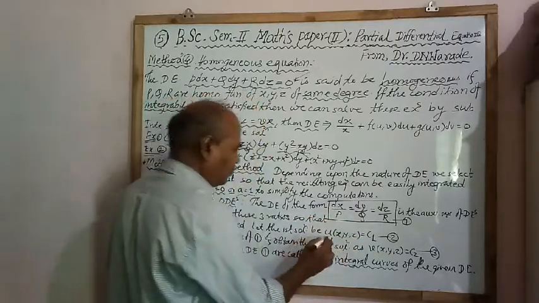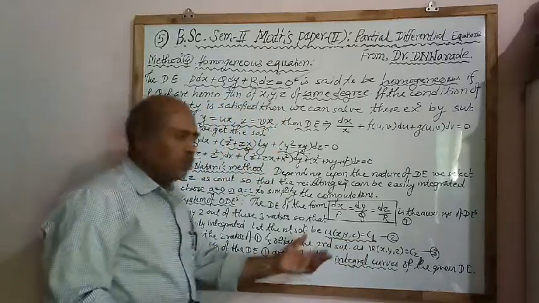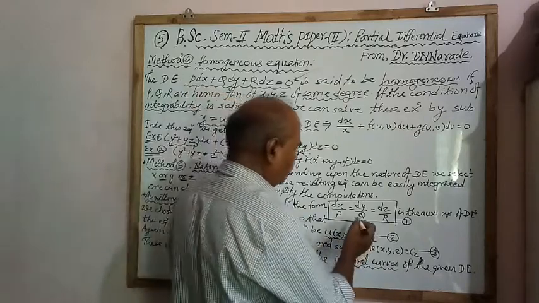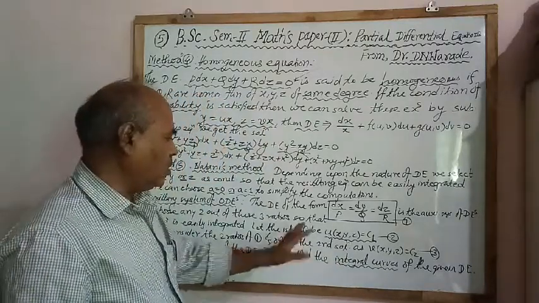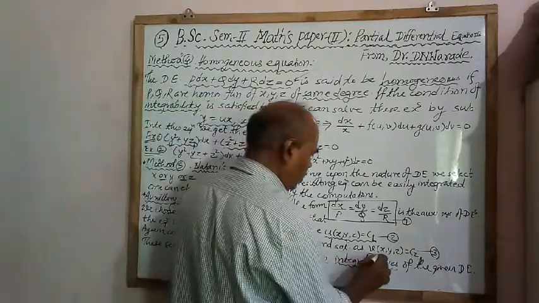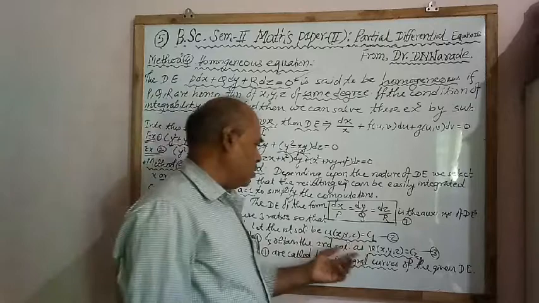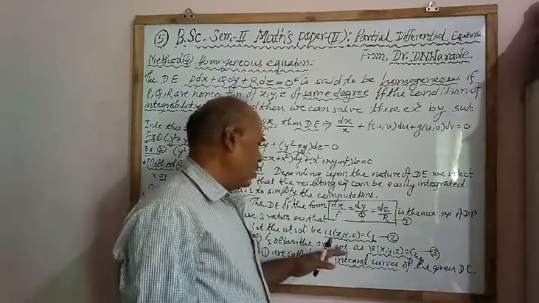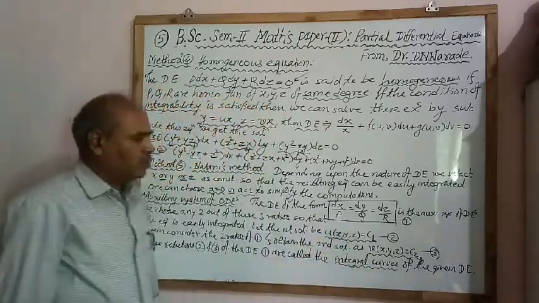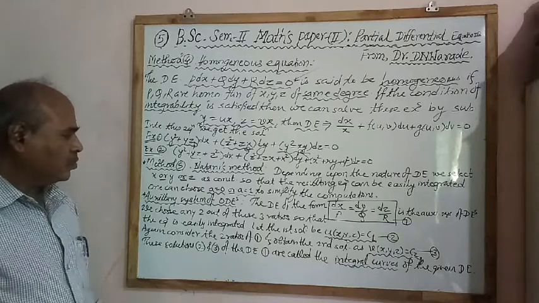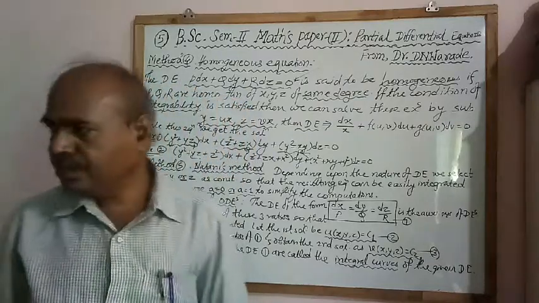And we obtain the first solution, u of x, y, z equals c1. Again we consider two ratios, selected so that they are easily integrated, to obtain the second solution, v of x, y, z equals c2. Now these solutions, u equal to c1 and v equal to c2, are called the integral curves of the given equations. This is the method of solving the auxiliary system of differential equations.